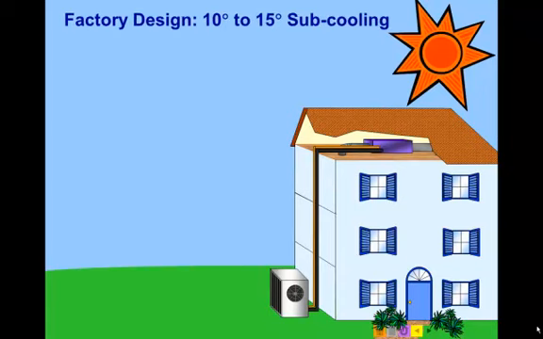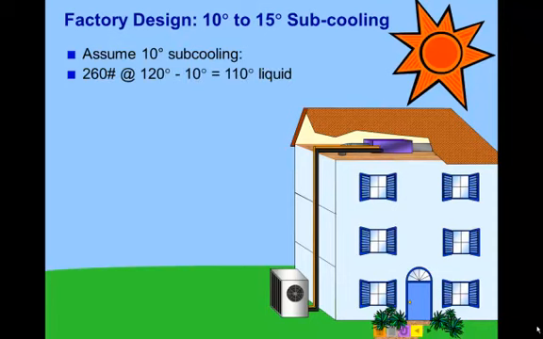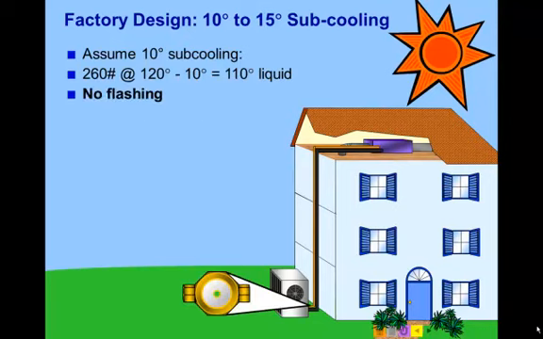The factory designs from the factory is 10 to 15 degrees subcooling. Assume 10 degrees subcooling. Now remember, we worked on 5 degrees before. Now let's assume 10 degrees. Well, here we are back at the 120 degrees minus 10 degrees gives us a 110 degree liquid. There is definitely not going to be any flashing.